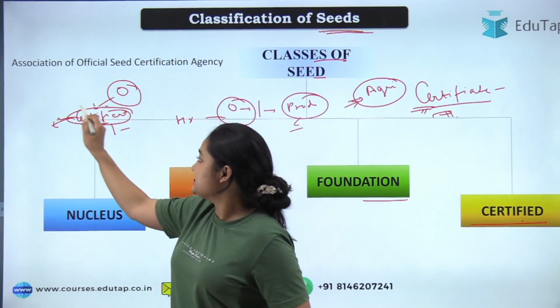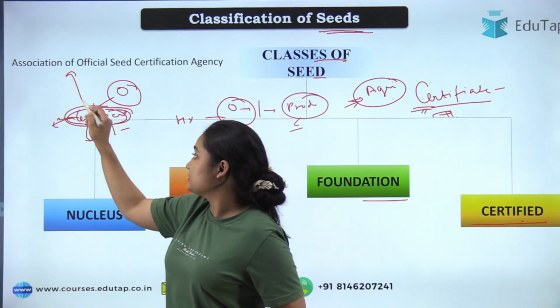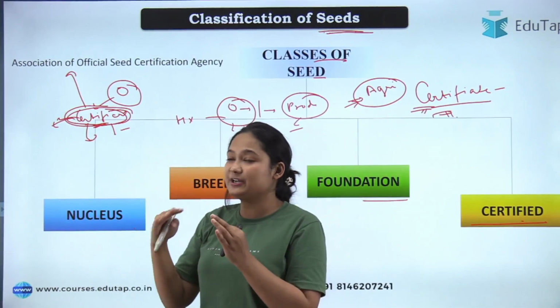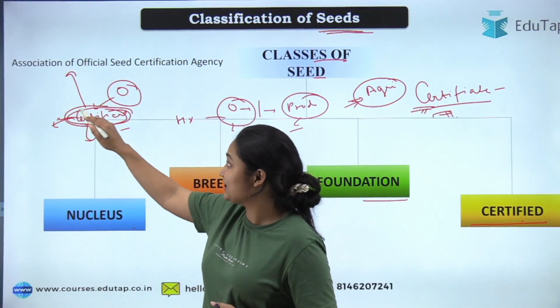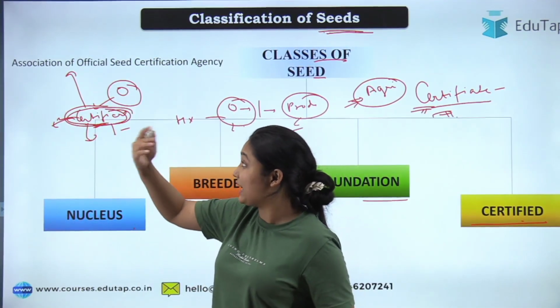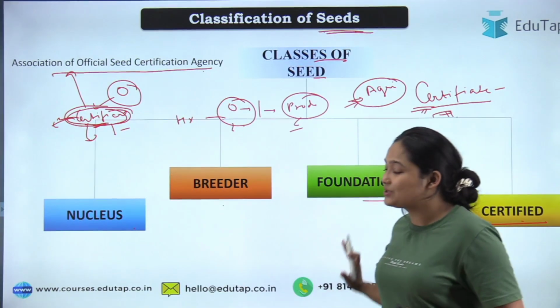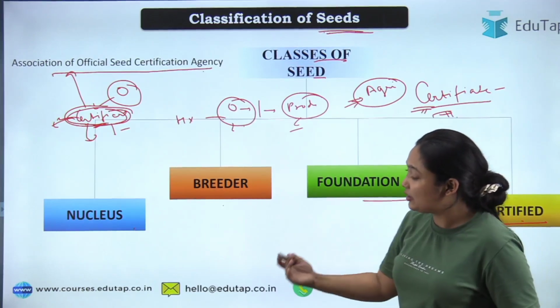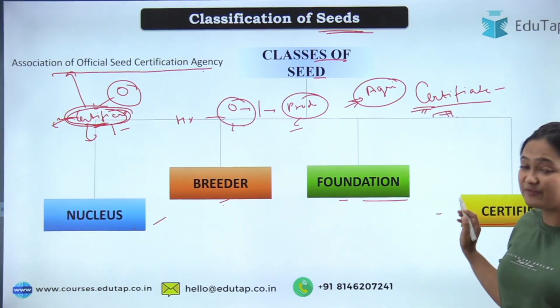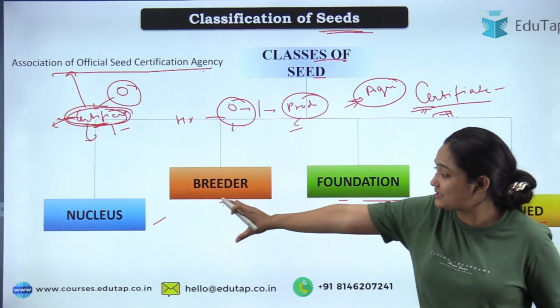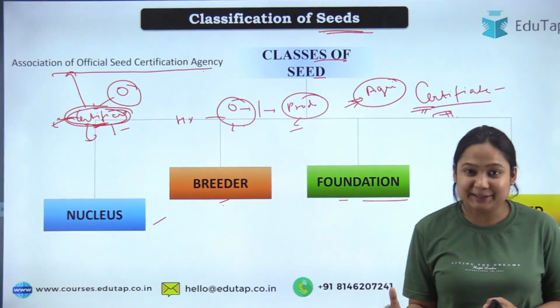Okay, so this particular seed certification is divided into 4 parts. There are 4 kinds of certificates that are given, and these 4 kinds are defined by the Association of Official Seed Certification Agency. That was the summary of this particular slide. Now you have to remember the names of what types of seeds there are. So let's discuss now what these seeds are and why we classify them.